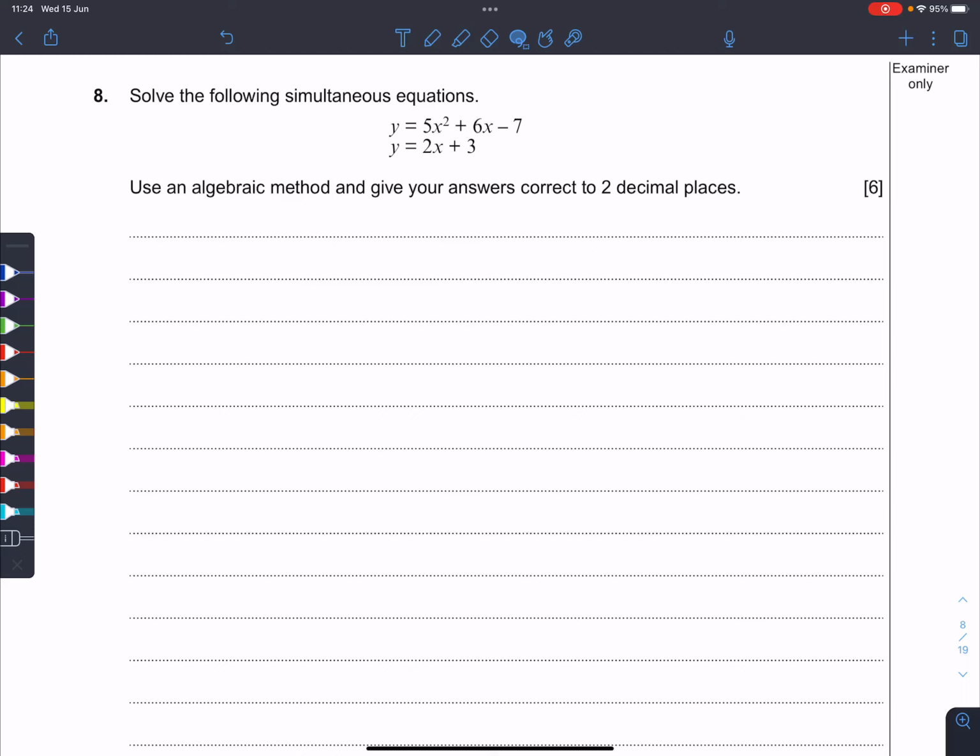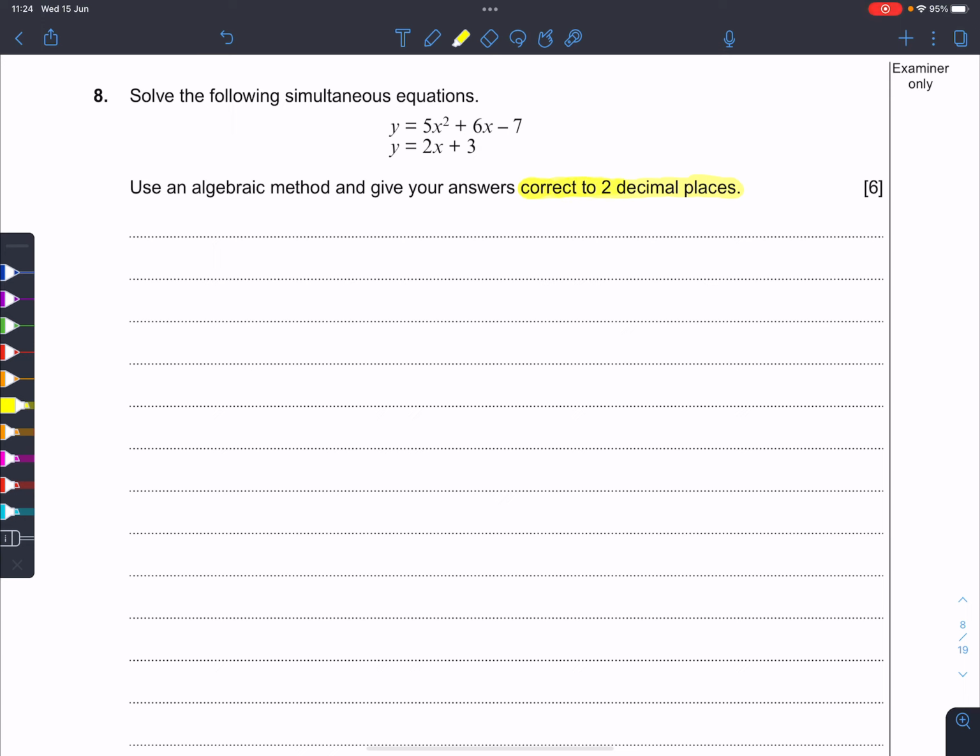Okay, this is question 8 from the 2018 WJC Additional Maths paper. Solve the following simultaneous equations. This time we have a quadratic and a linear equation, and we use an algebraic method. Here's our key clue: we want our answers correct to 2 decimal places.